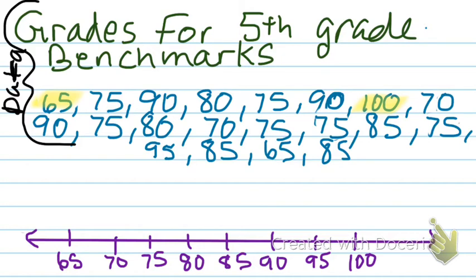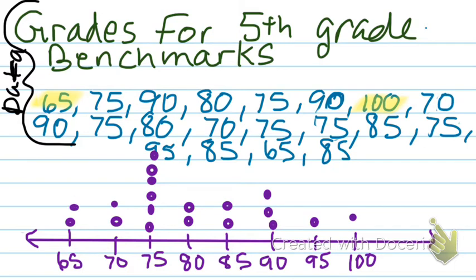So my first value is 65. Put a dot there. Next one is 75, then 90, 80, 75, 90, 100, 70, 90, 75, 80, 70, 75, 75, 85, 75, 95, 85, 65, and 85 again.